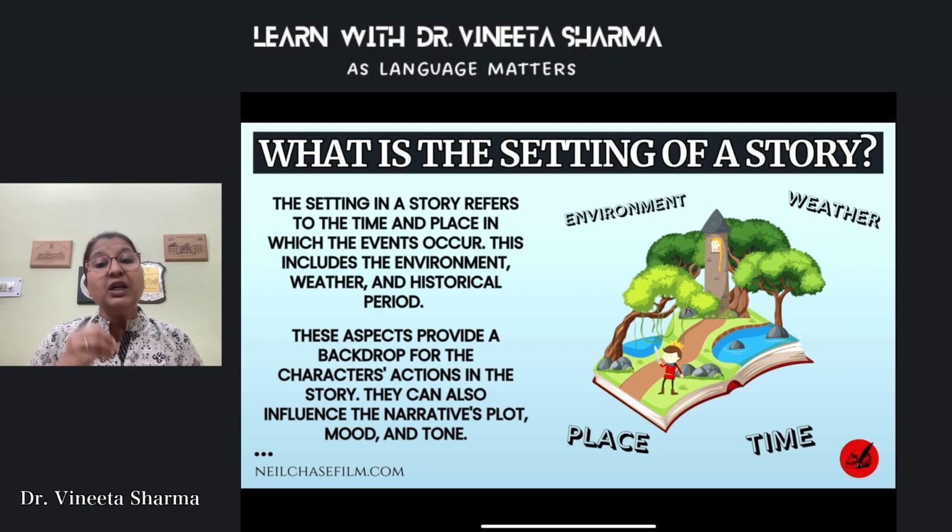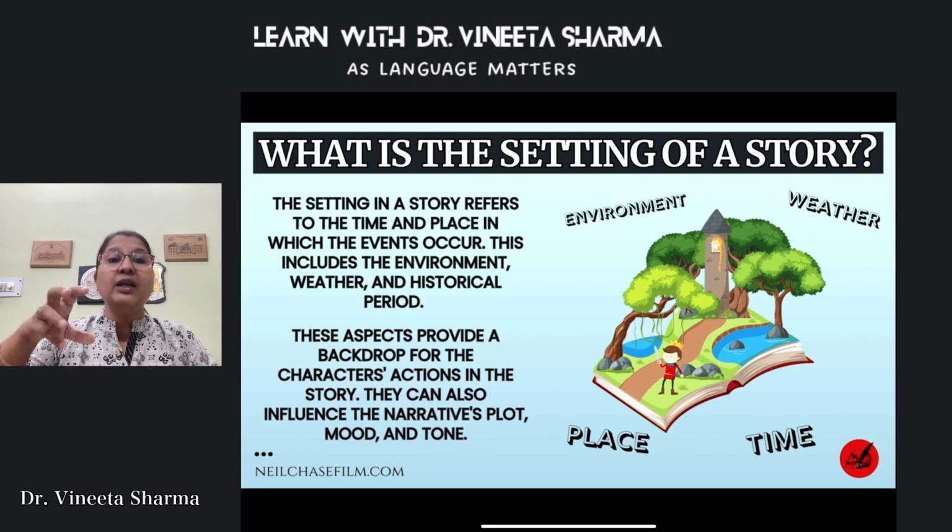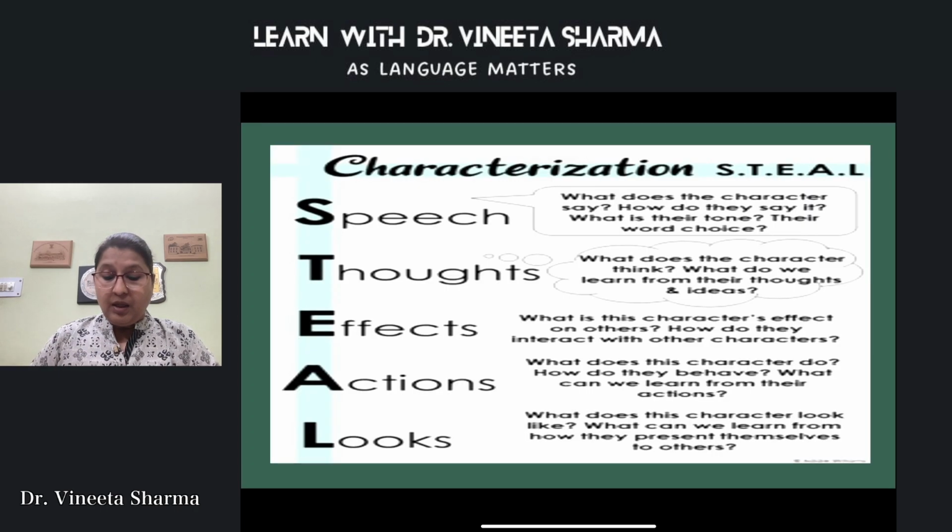So it becomes really important as a reader for us to know the place, means where the story was set, and when the story was set. All right, the time. Because if we have understanding of these two things, then only we can understand the story in a better way. Then only we'll be able to understand why the character behaved in that particular manner. All right. The next is characterization.